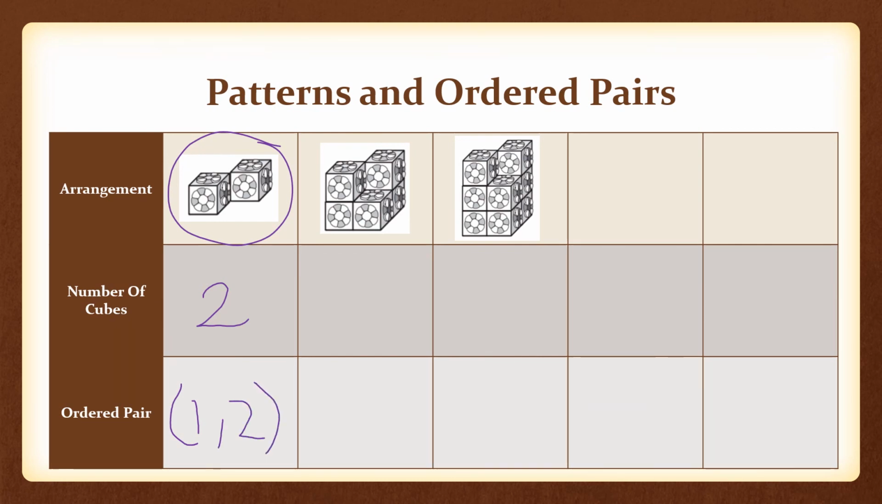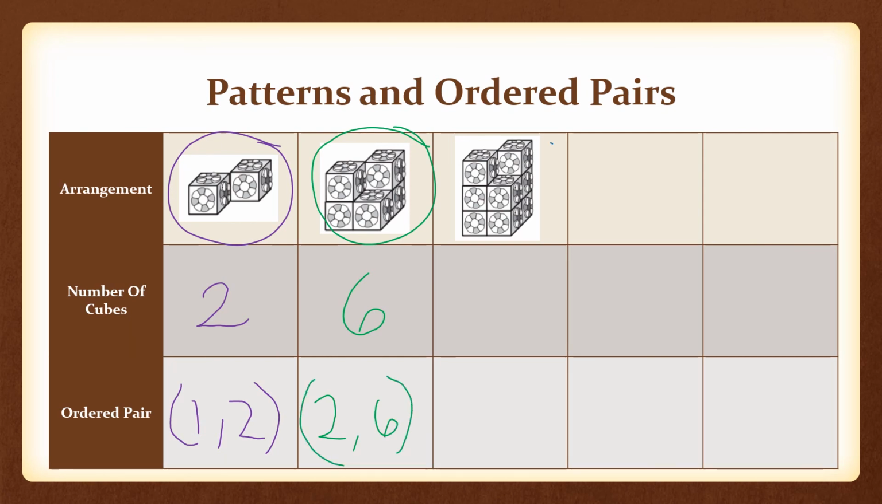Now let's look at arrangement number 2. Think to yourself, how many cubes are in arrangement number 2? Remember, you have a layer of 4, and then on the top layer you have 2. So you have 6 cubes in arrangement number 2, giving us an ordered pair of 2, 6.